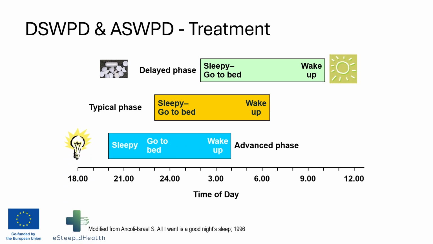In the case of advanced sleep-wake phase disorder, we want to delay their circadian timing, so we would use bright light therapy prescribed in the evening between 7 and 9 p.m. to essentially keep them awake for a little longer.